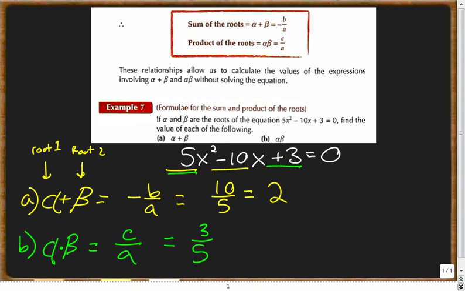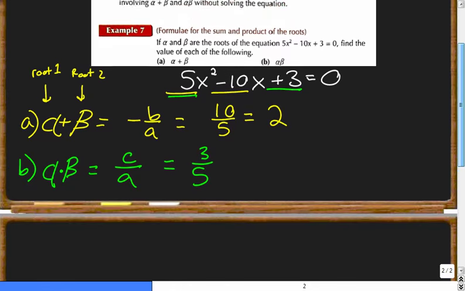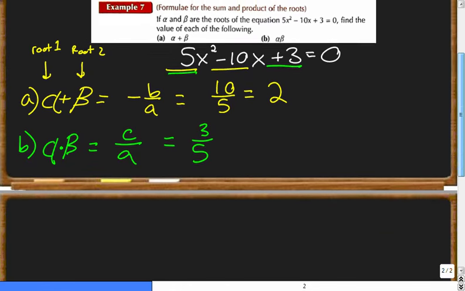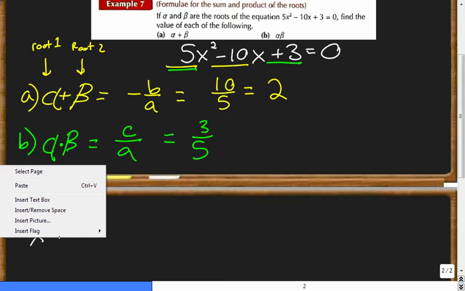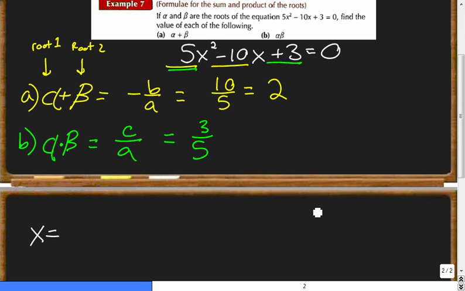Now, we could go through and solve this equation and figure out exactly what these roots are, to show you that this gives us a hint as to what we're looking at. I'm going to use the quadratic formula. You don't have to do this part in the example. This is just showing you that this information is correct.